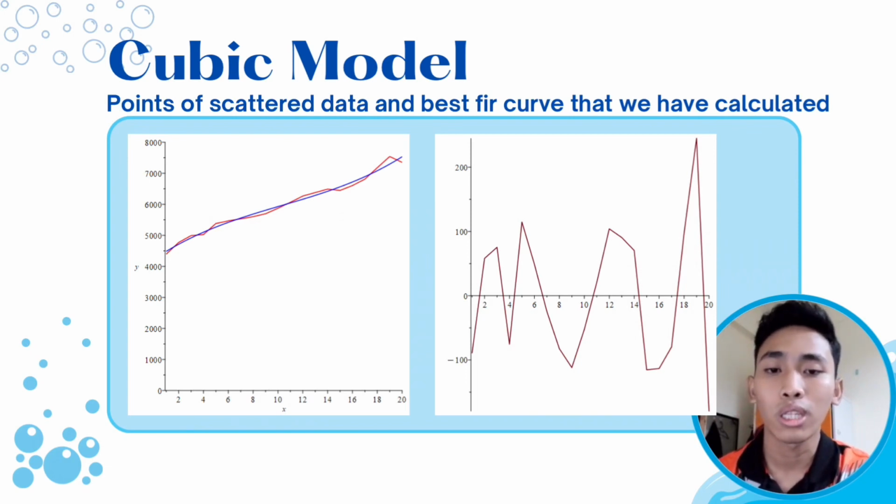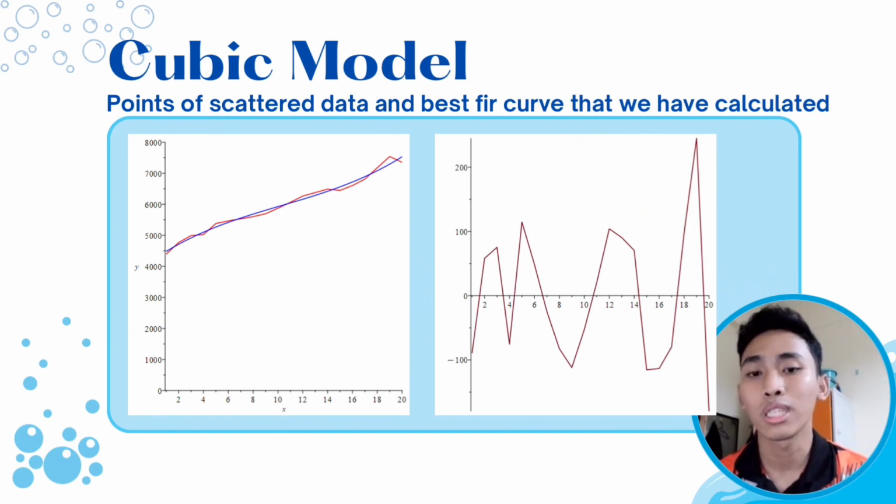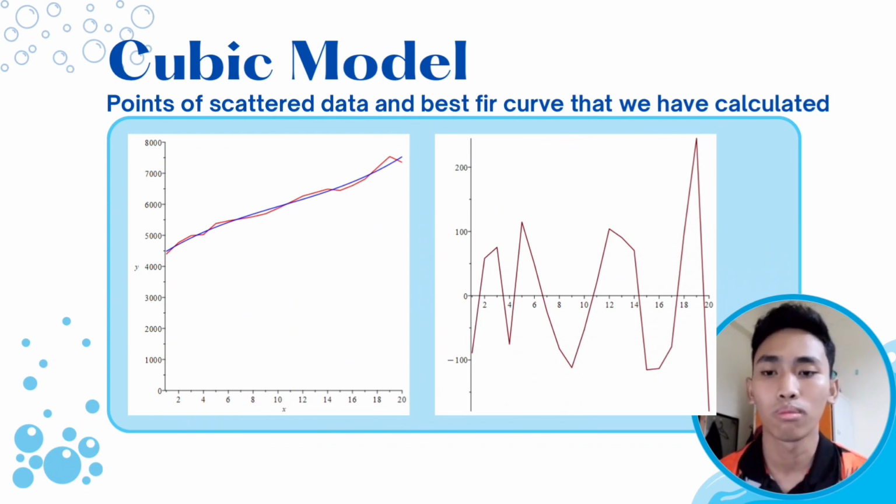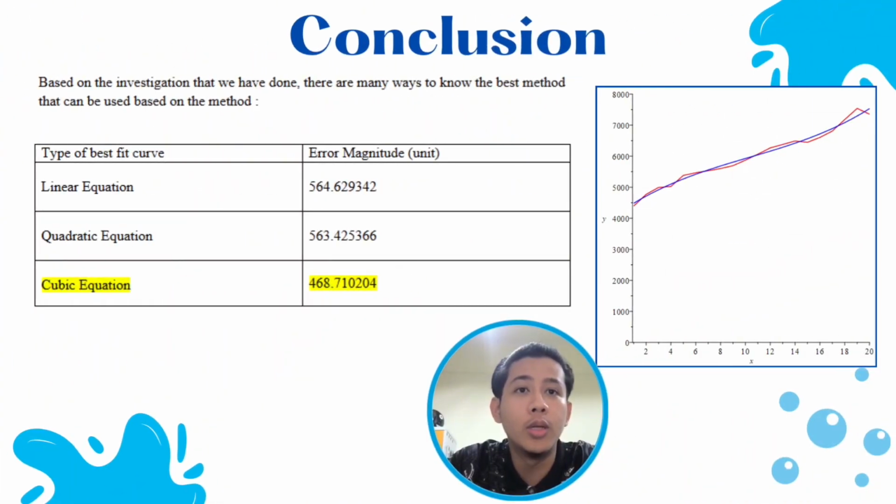So we plot the graph. So this is the graph for our cubic model versus the original model. And on the right is our error graph. So, we can conclude that the cubic model was the best fit curve that gives the best approximation in this case because it has the minimum error in terms of its magnitude.